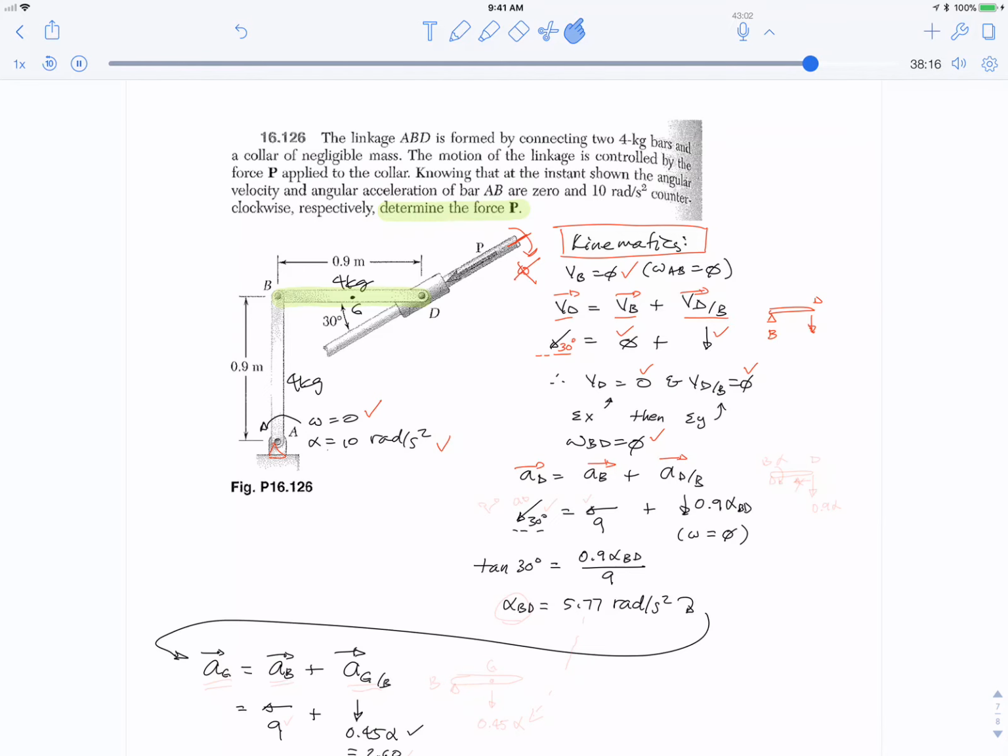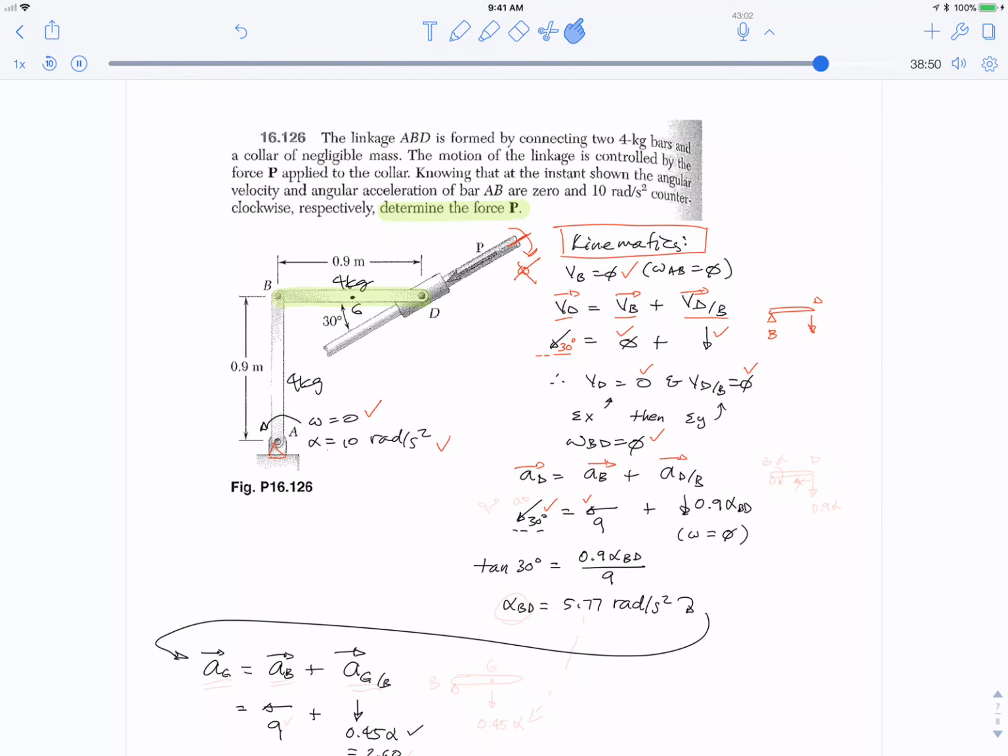So same thing. The acceleration of D is the acceleration of B plus D relative to B. And let's put in everything we know. Well, again, that rod is not rotating, so the acceleration of D is going straight down that 30-degree rod. The acceleration of B is R alpha. R is 0.9, alpha is 10, so 9 meters per second squared to the left because alpha was counterclockwise. Normally, there would be an R omega squared pointing from B to D, but omega is 0, so it's not there.